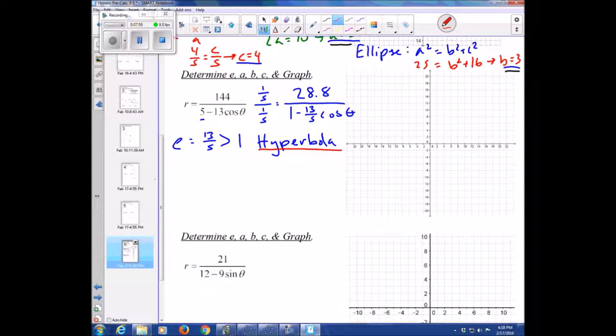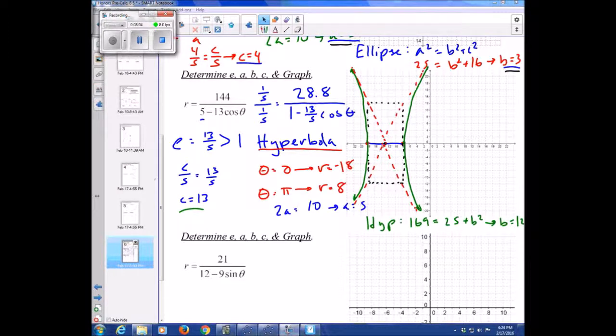I'll let you guys try the rest of these on your own, and we will come together and look at them in a second. All right, guys, so I thought we'd stop and look at the hyperbola, and then I'll let you go ahead and do the last one.